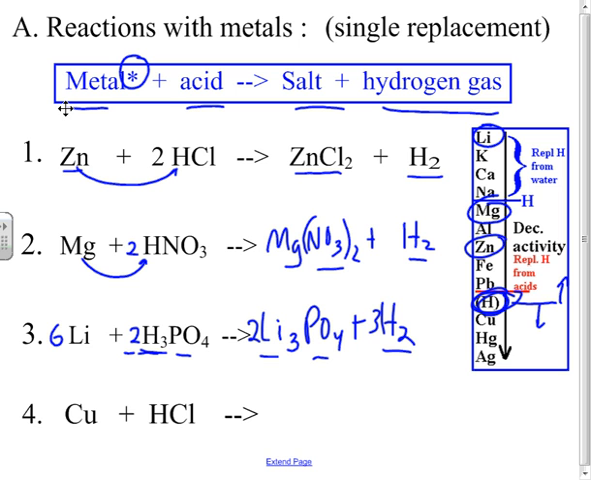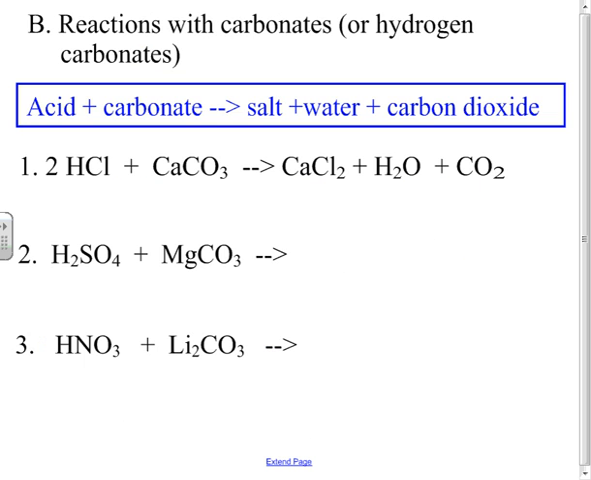In example number 4 here, copper is below the hydrogen of acids. Therefore, that is a no reaction. The copper cannot replace the hydrogen and it would not chemically react. Second type of reaction, acids with carbonates or hydrogen carbonates.